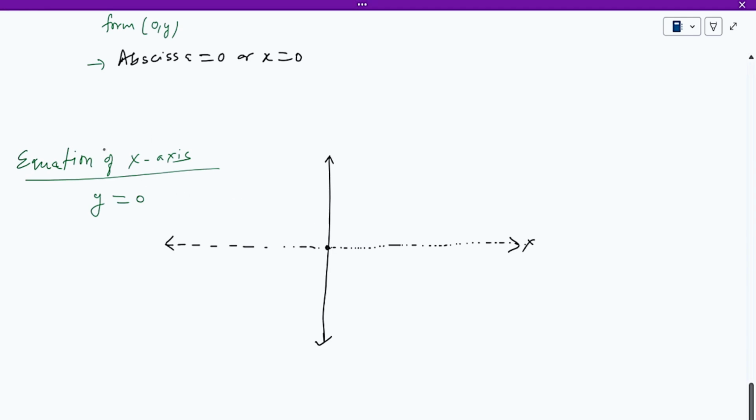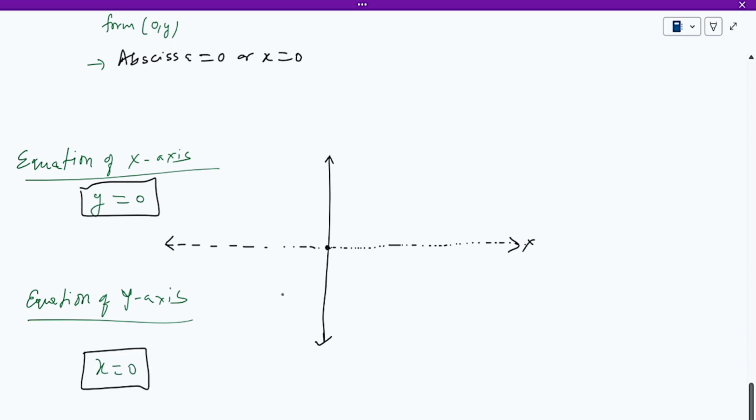So the equation of the x-axis means y is equal to 0. Likewise, can you tell me the equation of the y-axis? Y-axis means what? Equation of the y-axis means x is equal to 0. Very good. x is equal to 0 represents the y-axis. Y-axis means x is equal to 0. X-axis means y is equal to 0.